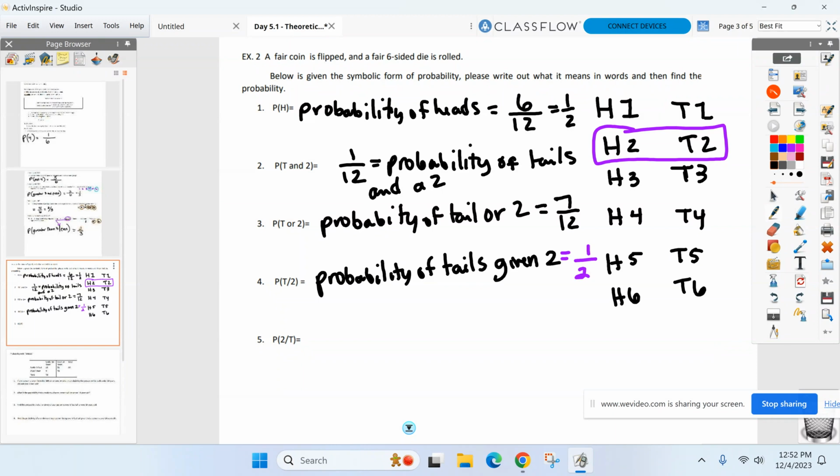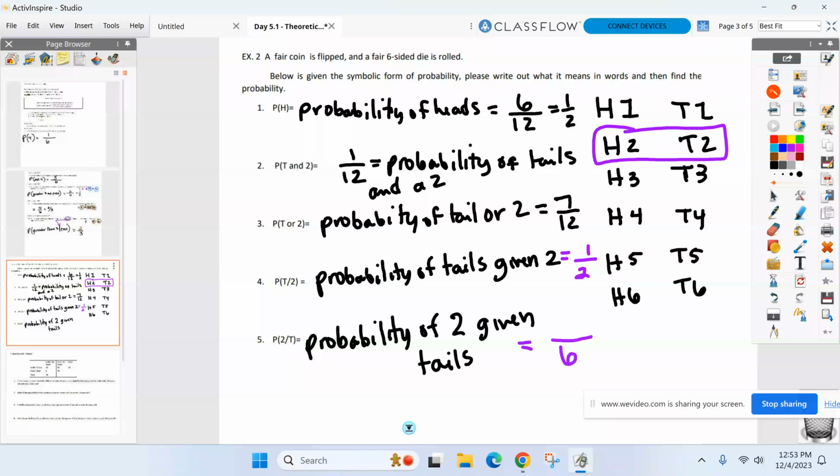All right, and then let's flip it. Probability of 2 given tails. Not 12 outcomes anymore. You already know tails happened, which is how many? 6. Good. Now it's going to be out of 6. So now just focus on those 6. Nothing else. How many are a 2? There you go. Anything before we change it up?